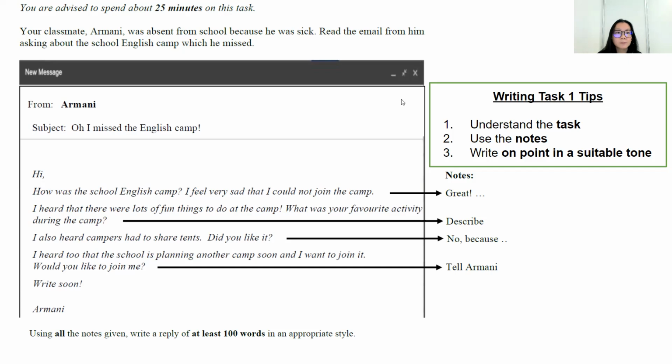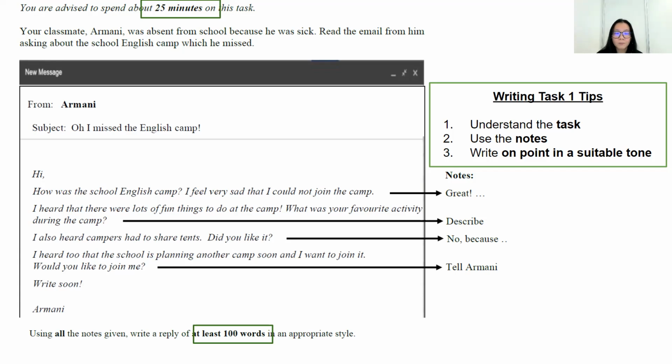All right, so let's go to the question. You are advised to spend 25 minutes on this task, right on top over here. And the other task that you are given is you need to use all the notes given and write at least 100 words, okay? So please remember, this is your task. You have 25 minutes. In 25 minutes, use all the notes, produce at least 100 words in an appropriate style.